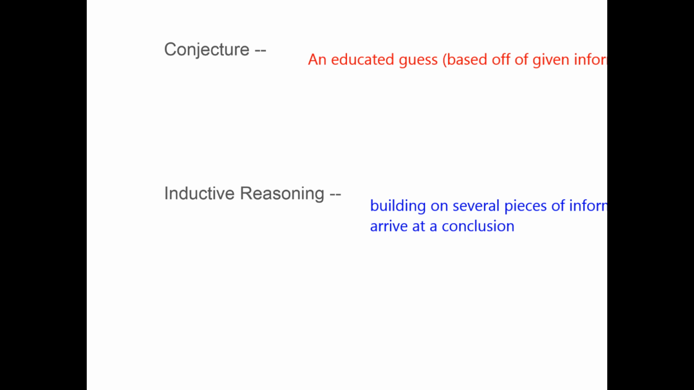Now, the first word we have to understand is what is actually a conjecture. A conjecture is basically an estimate. It's an educated guess based off of the information that you're given. And inductive reasoning, the definition I'm giving you, building on several pieces of information to arrive at a conclusion, but really all it is, it's the process that we go through to make our conjecture. We look at the information that we have, and we decide on what is our conjecture, based on the information that we have.